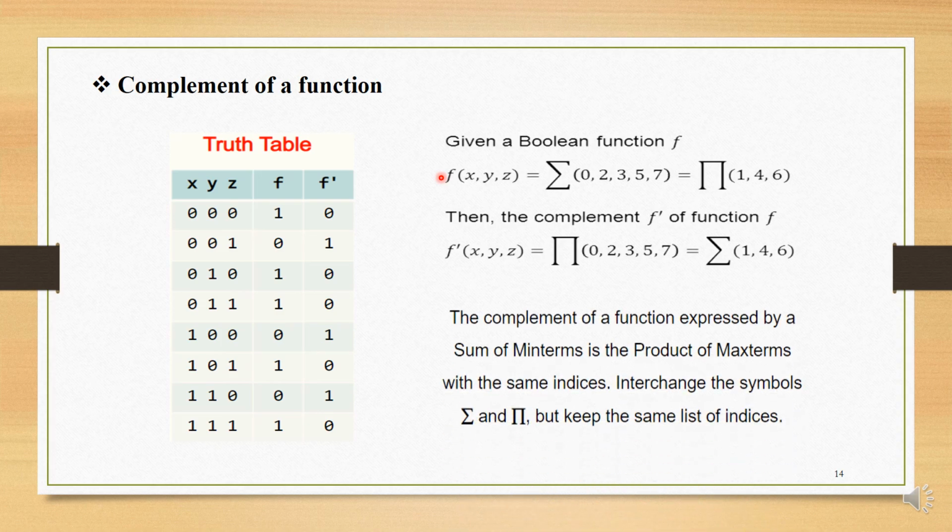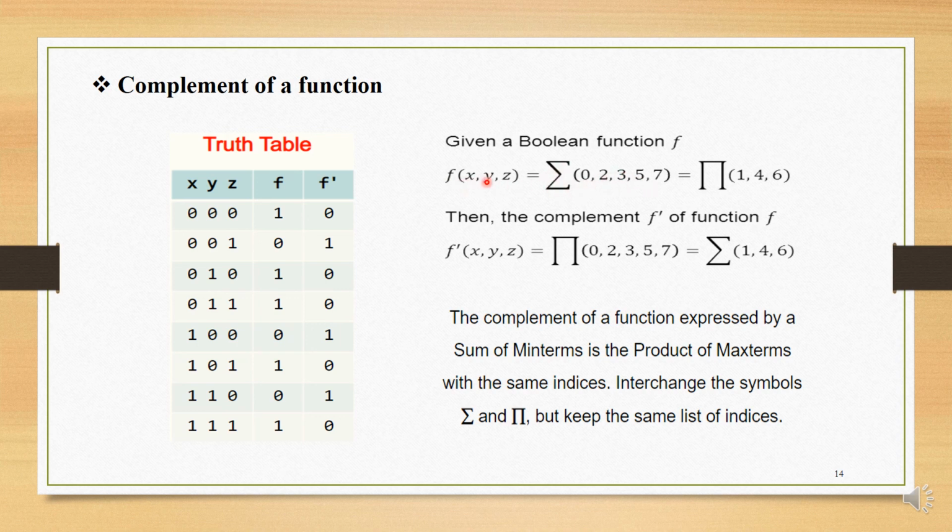Now, here we have the Boolean function f of x comma y comma z equal to summation 0, 2, 3, 5, 7. The complement of a function expressed as a sum of minterms is a product of maxterms with the same indices. Interchange the symbols summation and product, but keep the same list of indices. Now, if you want to complement the given function, you have to maintain the same indices, same decimal numbers, and interchange the symbol here. Now, let us obtain the complement of f of x comma y comma z equal to summation 0, 2, 3, 5, 7.